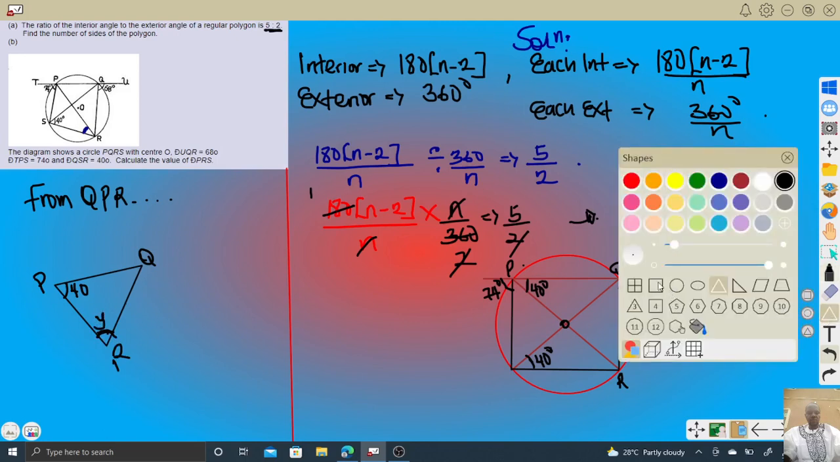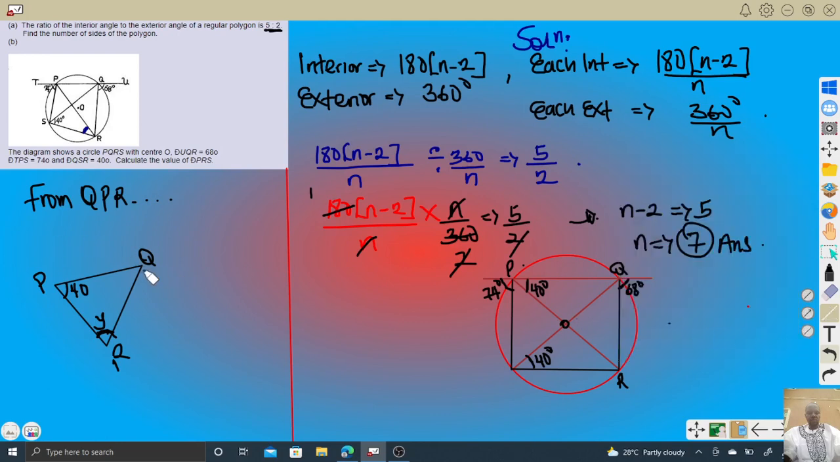From your triangle theorems, an exterior angle is always equal to the sum of the two opposite interior angles. There was an exterior angle like that, not to scale, which was 68. So on simplification, my dear student, you can say 40 plus y is equal to 68. Y answer here is 28 degrees.